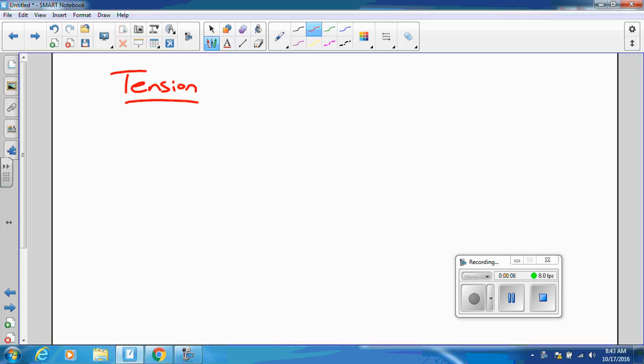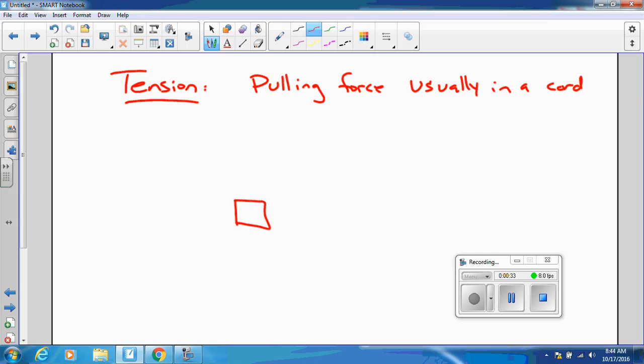So good morning. We're going to be talking about tensions, and a tension is a pulling force, usually in a string or cord. So if I have an object here and I have a cord attached to it, then we can take that cord and pull on it, and we get a tension.